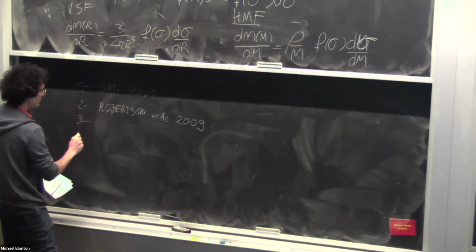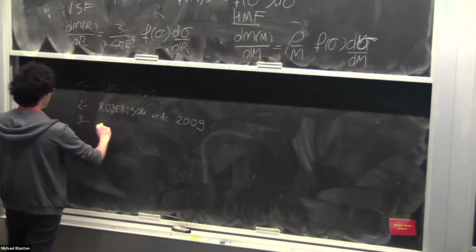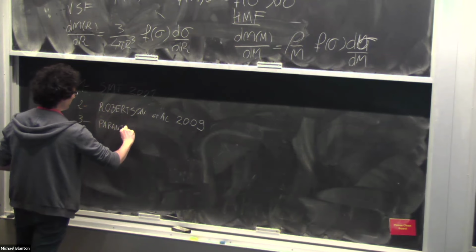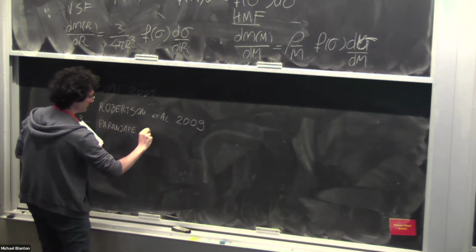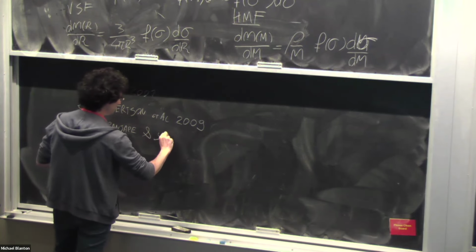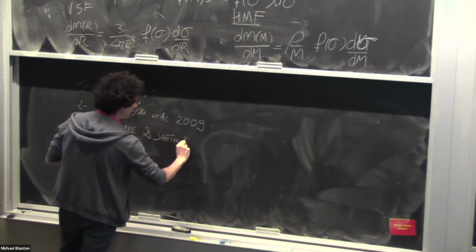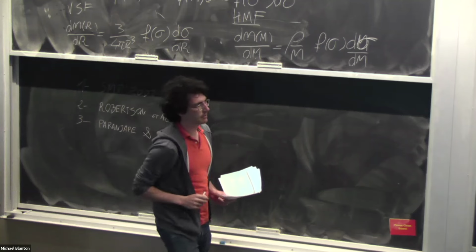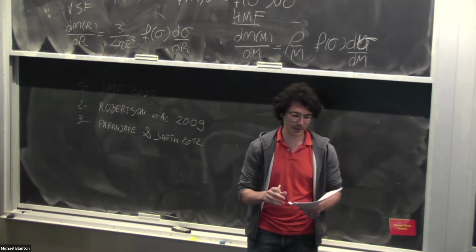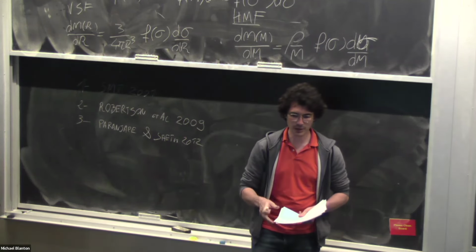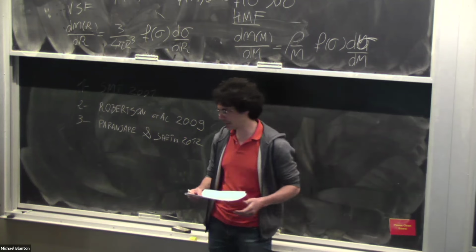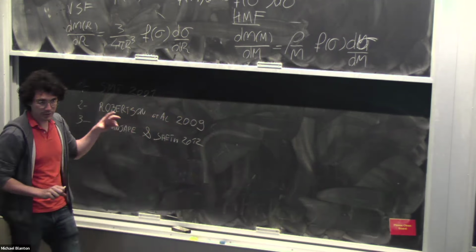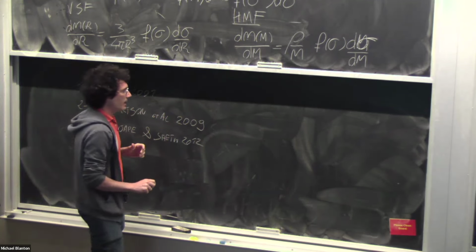And the third work is Paranjape and Sheth, where they find an effective way to merge these two theories and excursion set, but this is valid only on very large scales, and in the limit where they can do that, they recover this mismatch between predictions. So this was the idea.